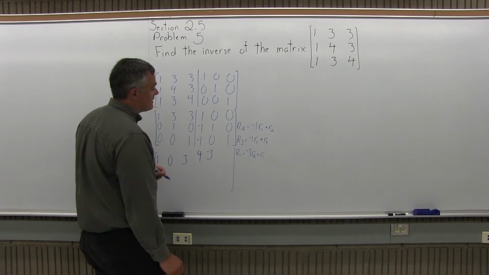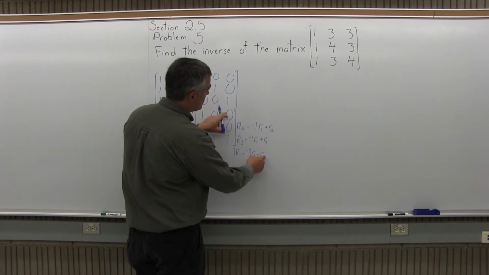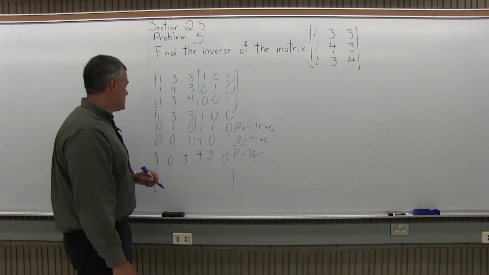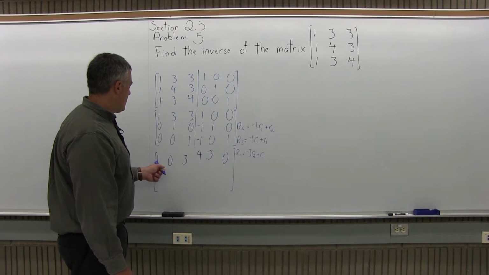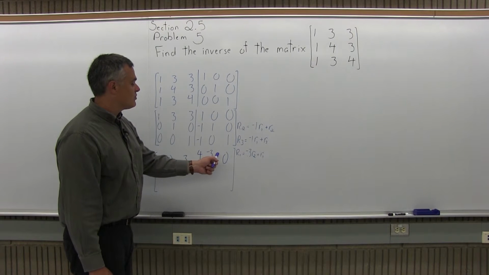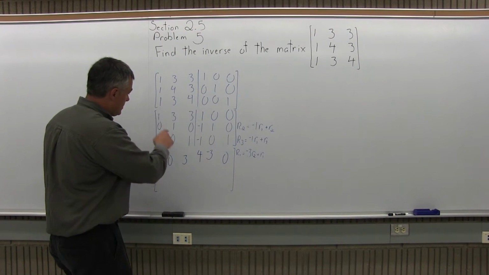And then finally, negative 3 times row 2 is negative 3 times 0, which is 0, plus row 1. So 0 plus 0 is 0. So that finishes my top row. My new top row is 1, 0, 3, 4, negative 3, 0. And now the other two rows can stay the same. I don't want the middle row to change.